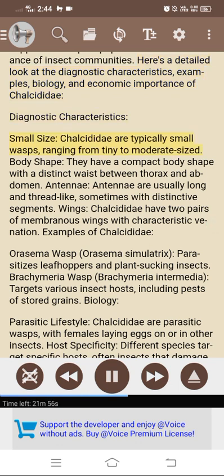Diagnostic characteristics. Small size. Chalcididae are typically small wasps, ranging from tiny to moderate sized. Body shape. They have a compact body shape with a distinct waist between thorax and abdomen. Antennae. Antennae are usually long and thread-like, sometimes with distinctive segments. Wings. Chalcididae have two pairs of membranous wings with characteristic venation.